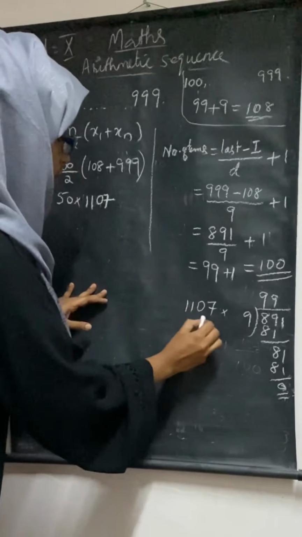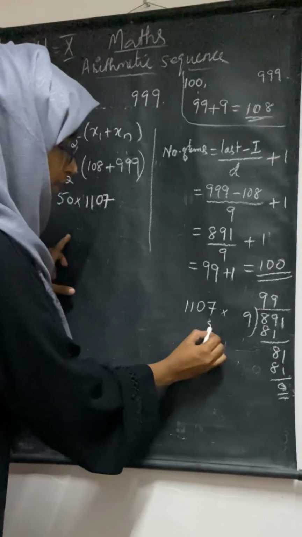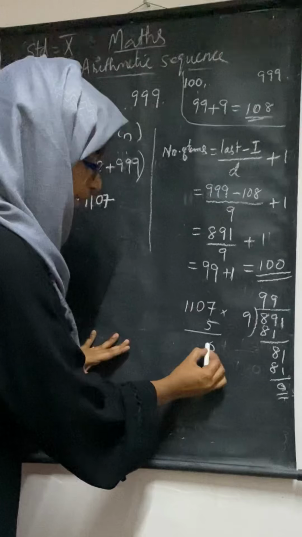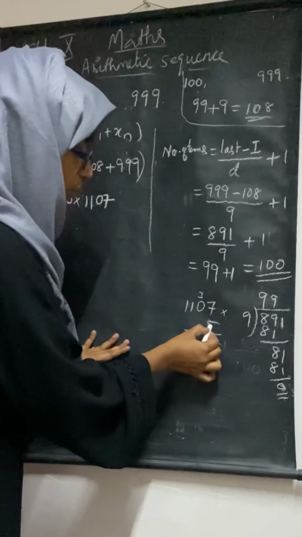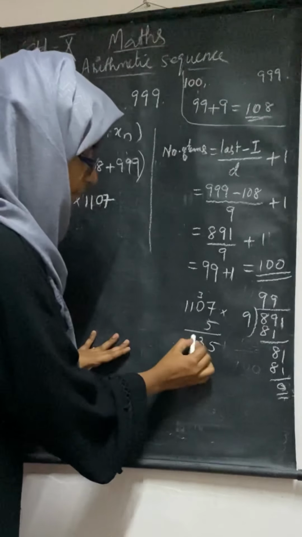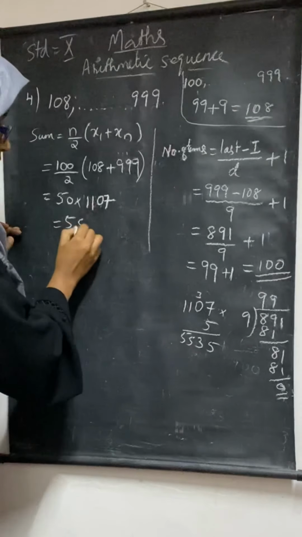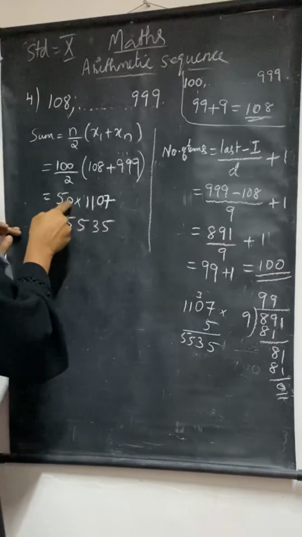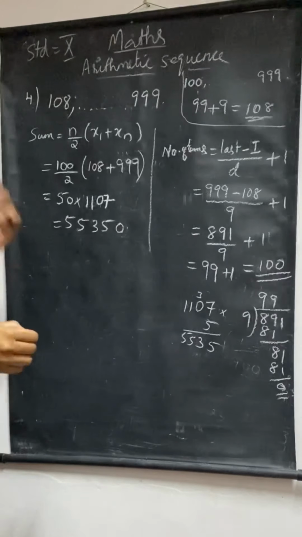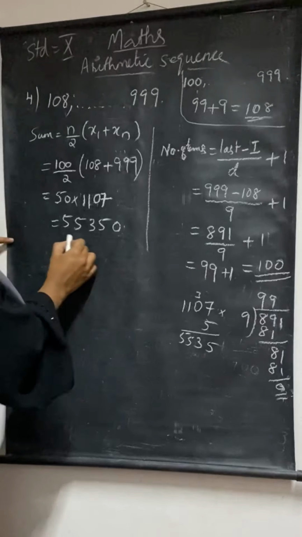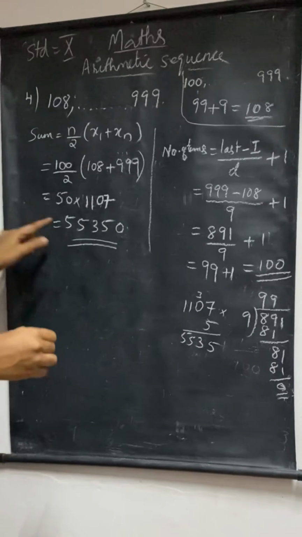1107 into 50. For the 0 I will put it later. So 5 I will do. The 0 you can put at last. 7 fives are 35. 3 carries. 0, 3, 5, 5. So that is 5,535 and one more 0. We did not put that one yet. So it is 5,350 you will get.